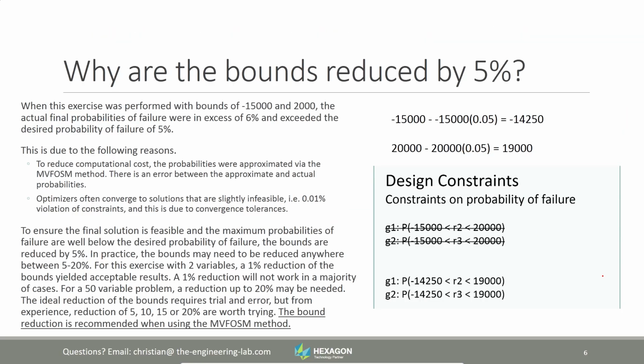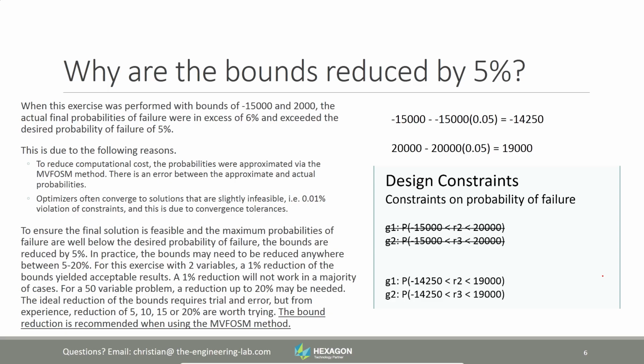This is why we are using the MVFOSM method to perform the uncertainty quantification. The MVFOSM method employs a Taylor series to approximate the response function. Now, since we are approximating the statistics, the mean, standard deviation, and the probabilities of failure from a Taylor series, there's some error that's introduced during the UQ and the OUU.